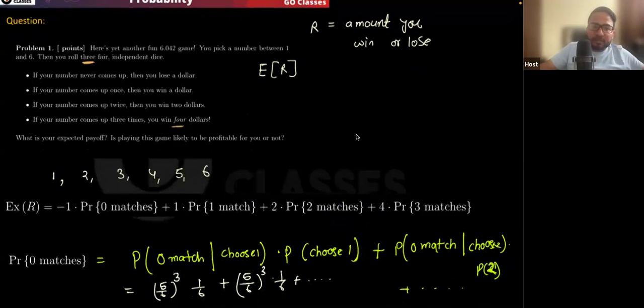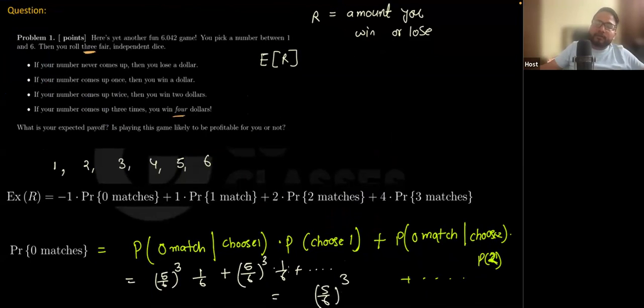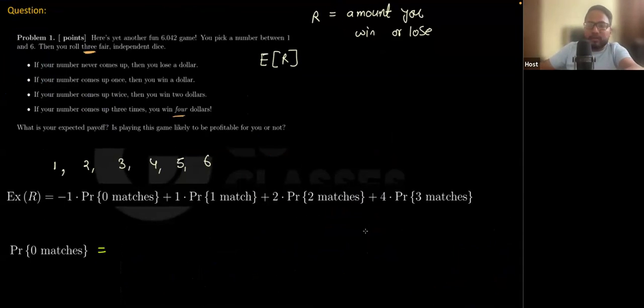It is just a lengthy way, but you can rewrite it as (5/6) cubed, right? What I'm trying to say here is that due to symmetry, it doesn't matter whether you are choosing 1, 2, or 3, or whatever. The probability of no match, whatever number you choose, means it neither comes in the first dice, nor in the second dice, nor in the third dice. So this is the probability, whatever number you choose.